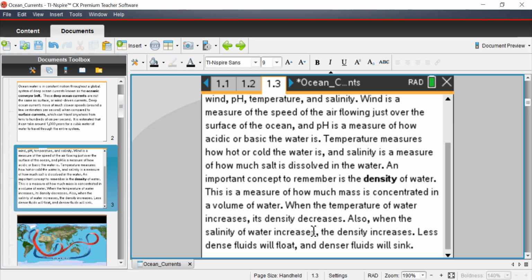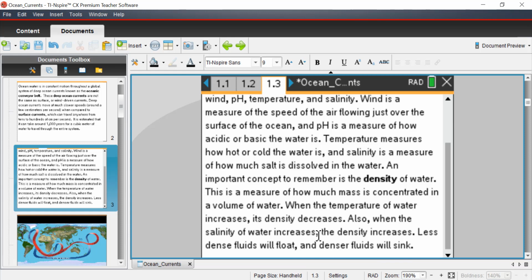When the temperature of water increases, its density decreases. So we would say they're inversely proportional. When one goes up, the other goes down. However, with salinity, when water salinity increases, the density of that volume also increases. There's just more stuff packed into the same amount of space. So less dense fluids will float and denser fluids will sink. So there's a little bit of a hint there of what's going on.